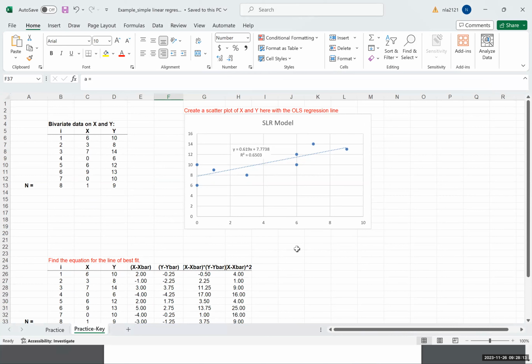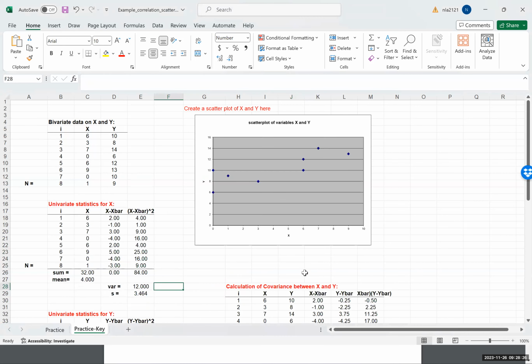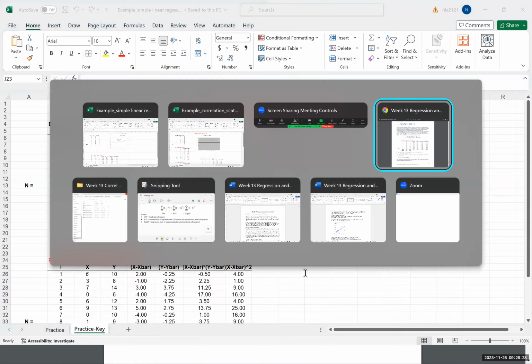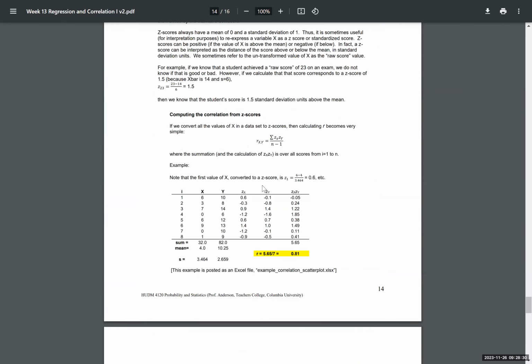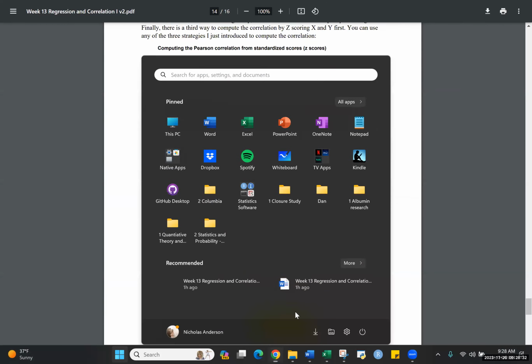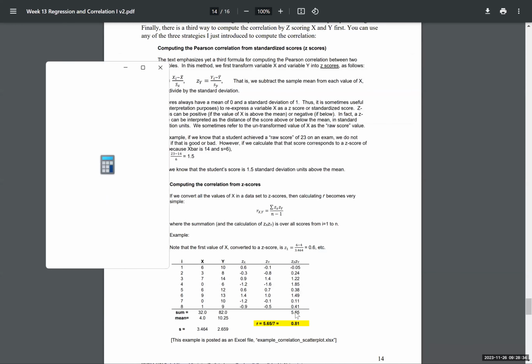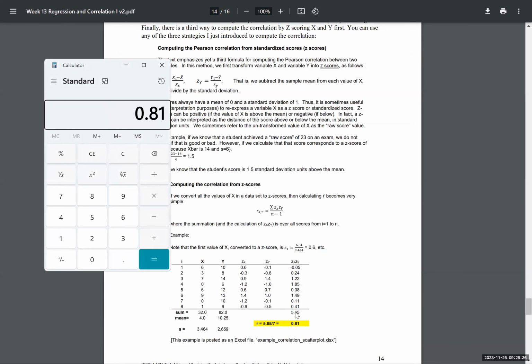Now, the very last thing we need to calculate is r squared. We've already calculated the correlation. So it turns out that calculating r squared is just going to be taking the correlation and squaring it. So the correlation, remember, I think it was 0.81. So if I go to the calculator, 0.81 squared.